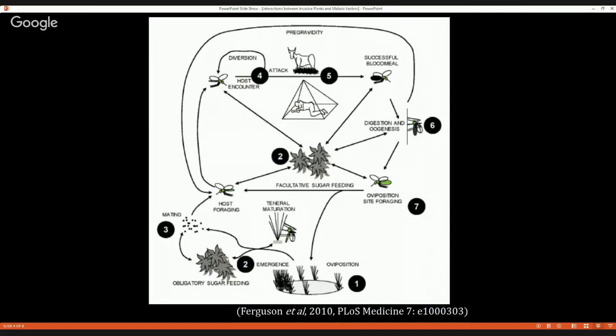Mosquitoes then typically, after they emerge, rest in the vegetation. They might take a sugar meal then, so sugar feeding is very common immediately after emergence. Then mating happens, and after that you get this complicated blood feeding cycle.